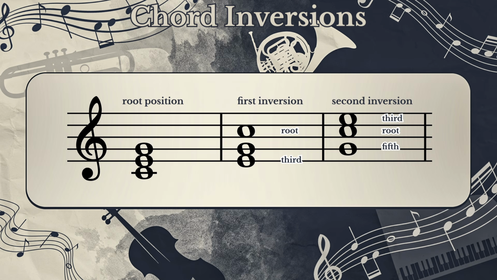Finding the inversions of a chord is relatively straightforward. The root position is the chord's natural form. In the first inversion, the third becomes the lowest note. To achieve this, move the root up an octave. For the second inversion, move the third up an octave, making the fifth the lowest note. Remember, the number of inversions for a chord is always one less than the number of its notes.